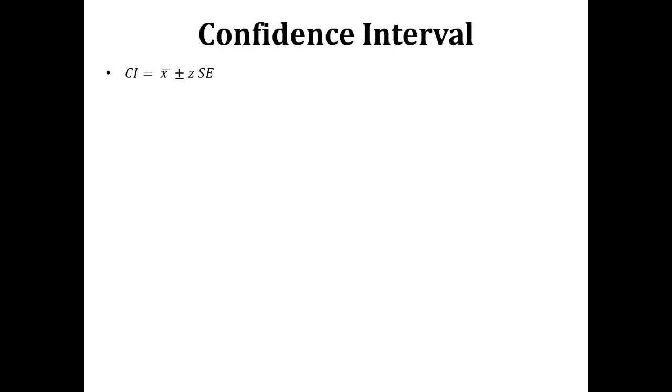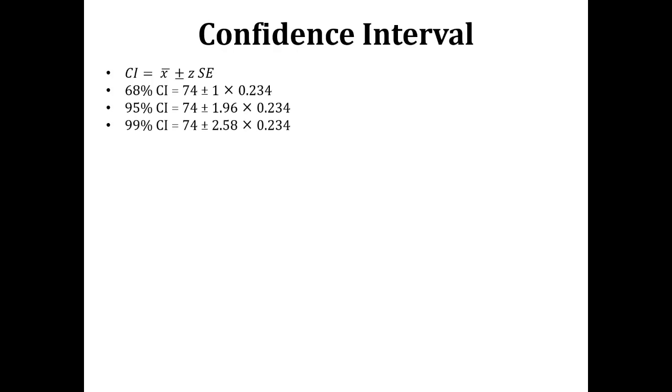Now that we have understood the concept of the z-values, what is meant by the z-value, and how we use these z-values in the calculation of the confidence interval, it is time to calculate the confidence interval. The formula is the mean value plus minus z multiplied by the standard error. When we calculate the 68% confidence interval, we take the z-value of 1; for the 95% confidence interval, we take the z-value 1.96; and for the 99% confidence interval, we take the z-value of 2.58, right?